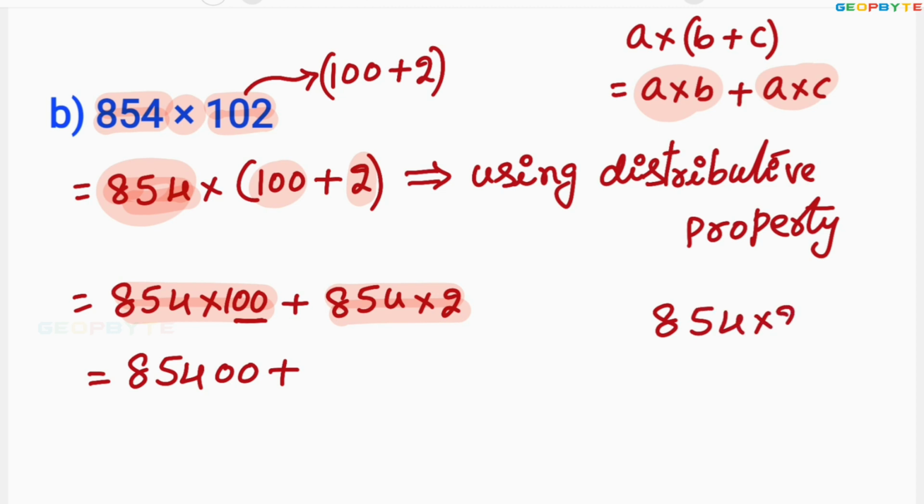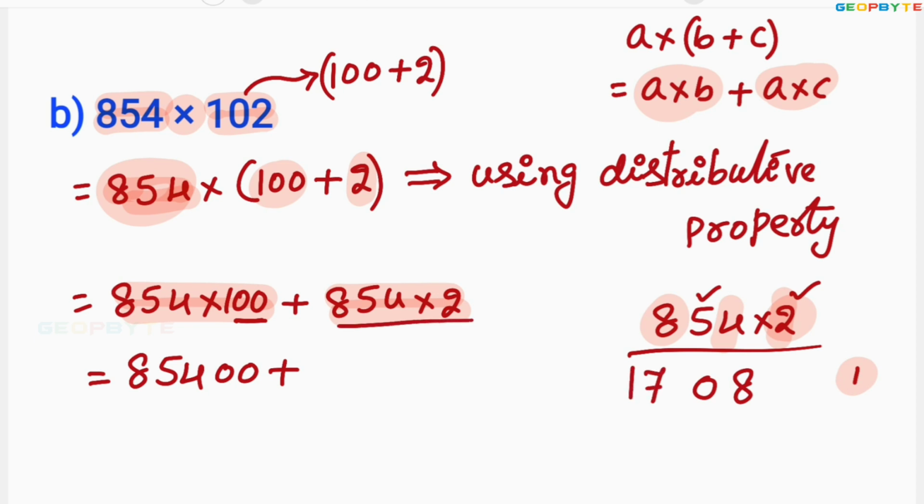854 into 2. 2 multiplied by 4, 8. 2 multiplied by 5, 10. Write 0 here, 1 balance. 2 multiplied by 8, 16, plus 1, 17. So this value is equal to 1708. Now let us add these two numbers.